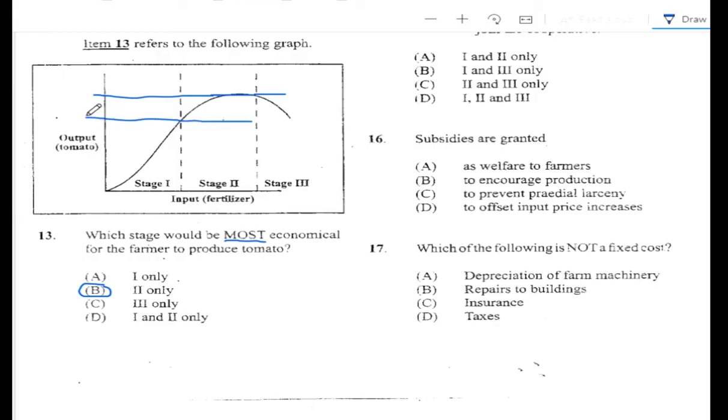So stage 2 would represent this area of the output, which is very high. So your answer is stage 2. What this means is that the farmer is buying fertilizer. This is the stage where you will not have any wastage of inputs of the fertilizer. So he's getting maximum output of tomatoes here, but no wastage of fertilizer. Here, over stage 3, you will have wastage of fertilizer. In stage 1, it is not economical as yet because he's not getting the full amount of output that he can get from his fertilizer.